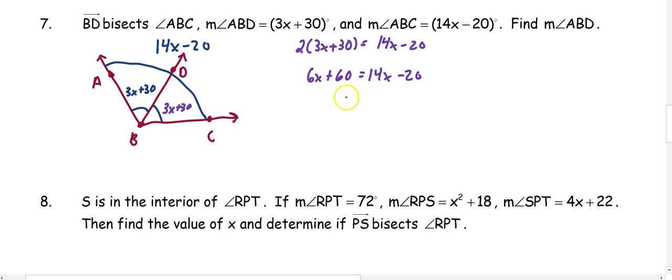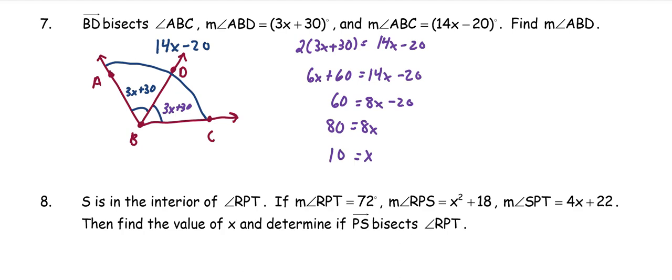Subtract 6x from both sides. 60 is equal to 8x minus 20. Add 20 on both sides, so 80 is equal to 8x. And divide, so we get x is 10. Once we know x is 10, we need to find the measure of angle ABD. So 3 times 10 plus 30 gets us a measure of 60 degrees.